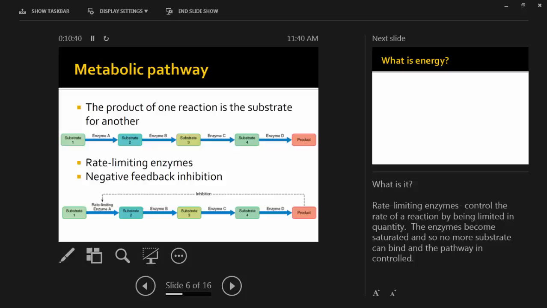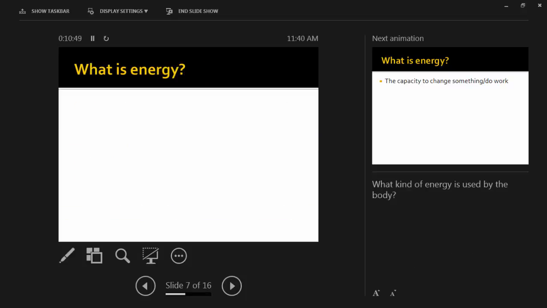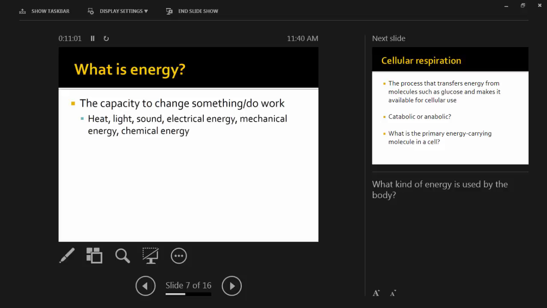So enzymes reduce the activation energy that is necessary for reactions. They catalyze them. But what is energy actually? So energy is the capacity to change something or do work. Okay, the capacity to do work. That's the definition of energy. It comes in heat, light, sound, electrical energy, mechanical energy, or chemical energy. And the thing about energy is that it cannot be created or destroyed. You can change its forms.